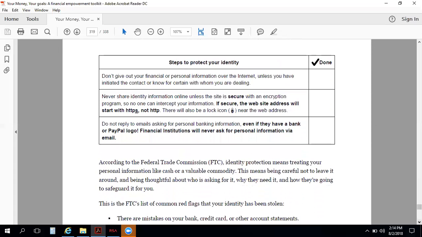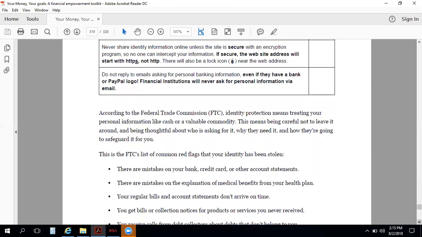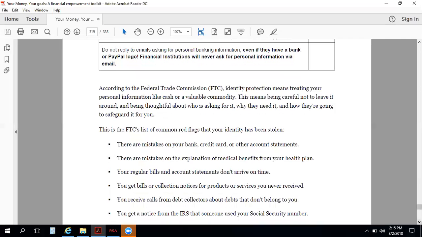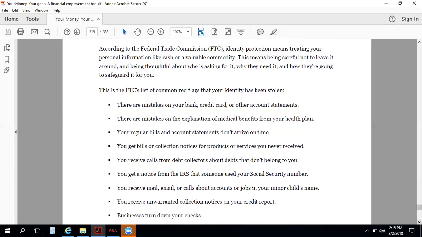Don't give out financial or personal information over the internet. And again, look for the secure website icon when you do put personal information over. Do not reply to emails asking for personal information, even if they have a bank account or PayPal logo. Financial institutions will never ask for personal information via email. So even if it looks legit, a client should be leery if they're being asked to submit money over PayPal. That's obviously more than likely a scam.